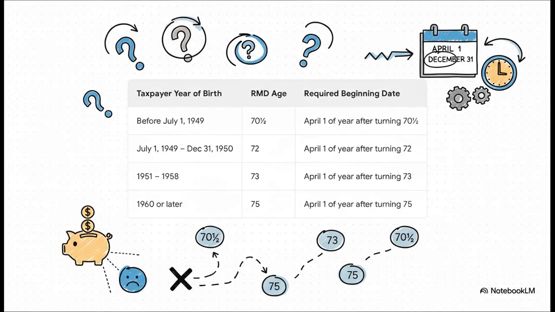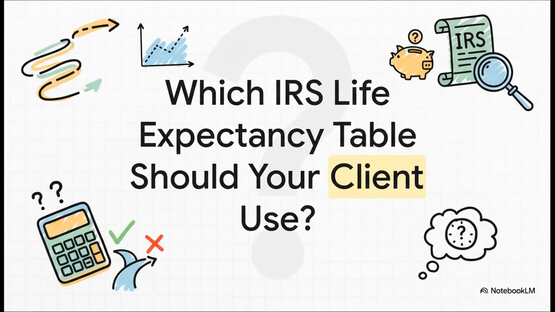You know, one of the biggest reasons for RMD failures is the constantly shifting required beginning date. I mean, look at this. Depending on when your client was born, their RMD age could be 70 and a half, 72, 73, or now even 75. This creates so much confusion, especially for folks who delay their first RMD until that April 1st deadline and then completely forget that a second one is due for that same year by December 31st. It's a classic trap.